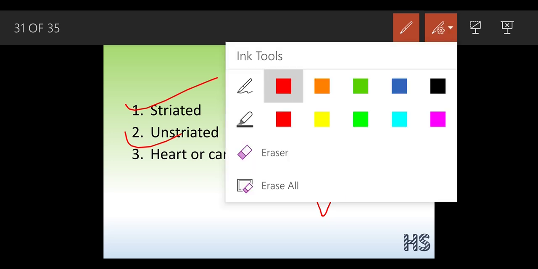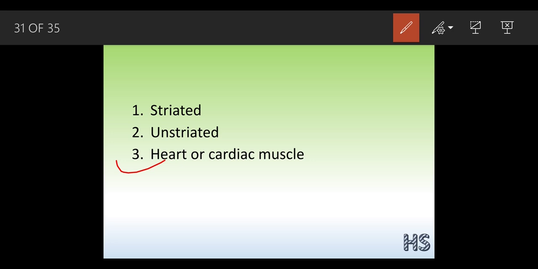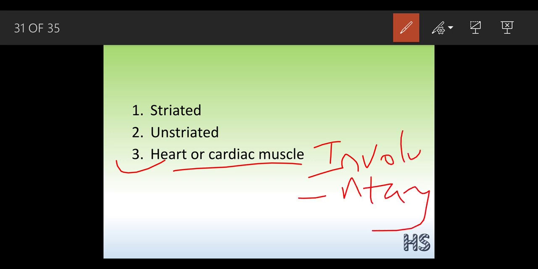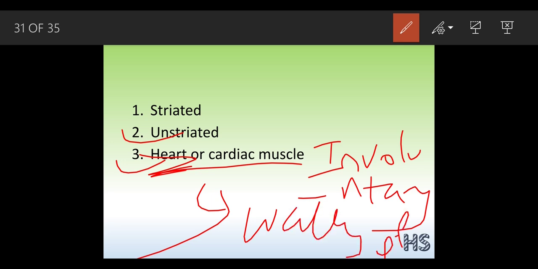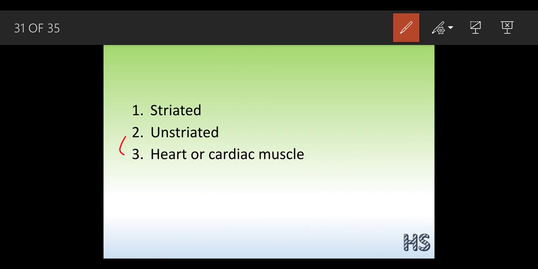The next muscles are the heart or cardiac muscles. Even they are involuntary in nature. Even the unstriated was involuntary in nature. But what is the difference between these and the cardiac muscles? As the word heart suggests, they are present in the walls of the heart. But what is the difference between our cardiac muscles and our unstriated muscles? Both of them, the function is the same, that is involuntary in nature.